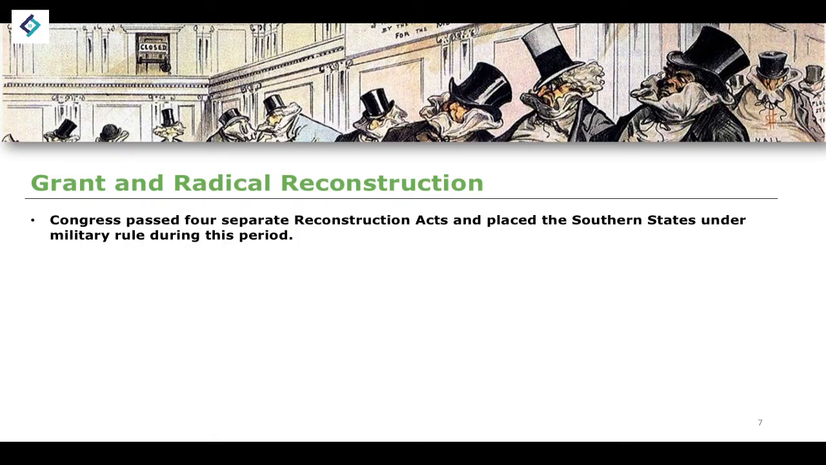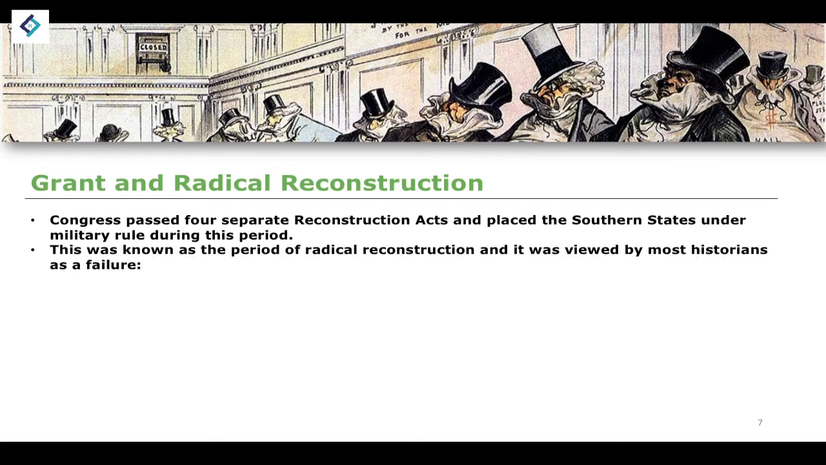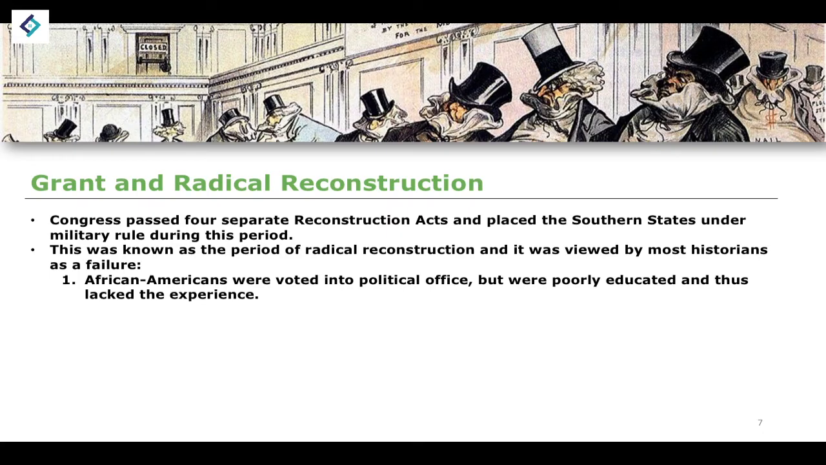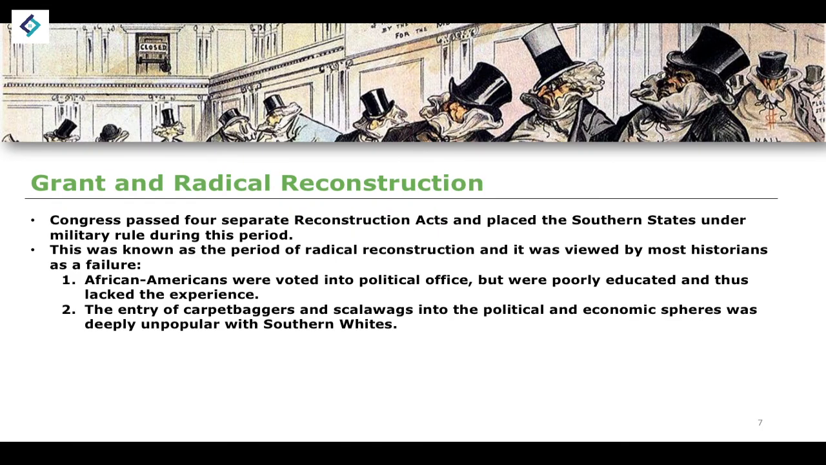Congress passed four separate Reconstruction Acts which placed southern states under military rule during this period. This becomes known as a period of radical Reconstruction, and it is viewed by most historians as something of a failure. African Americans were voted into political office, but because they were former slaves, they were poorly educated and therefore lacked experience to deal with the issues of political office. It was very controversial to be a slave and to be educated, to be able to read, for example. That was seen as very bad. And so as a result, most were poorly educated, most were illiterate, and so they were voted into political office but lacked the experience to deal with those problems.